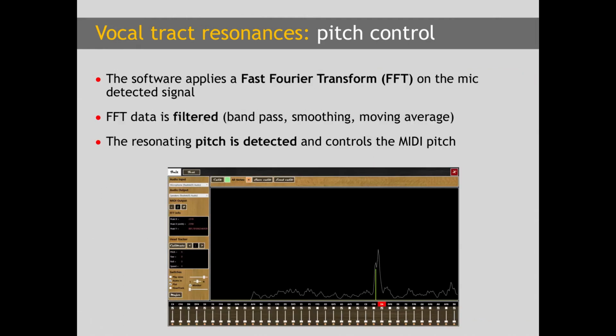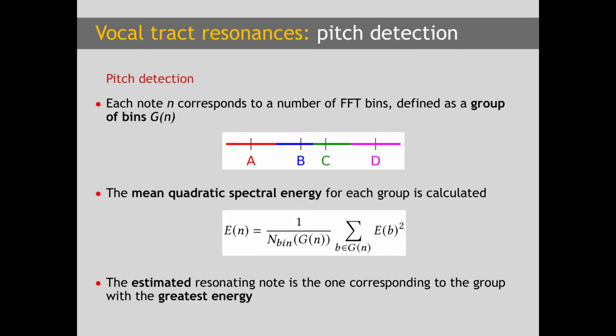The signal detected by the microphone is then fast Fourier transformed. On the Fourier domain, data is filtered through a bandpass, a smoothing and a moving average temporal filters. Then the resonating pitch is detected, thus transformed into MIDI pitch. This is how the algorithm estimates the resonating note.